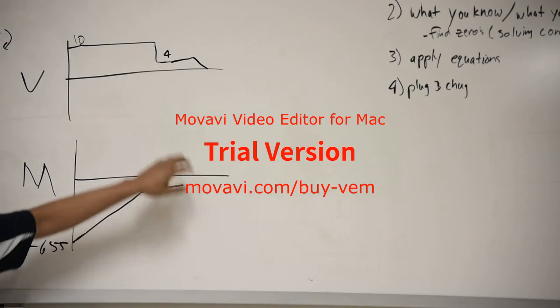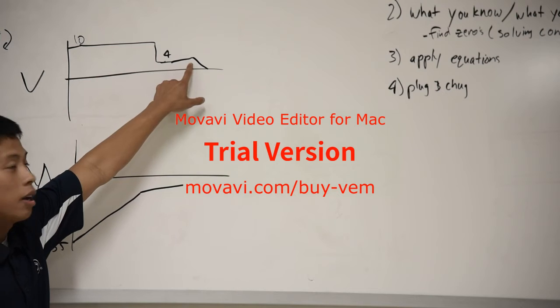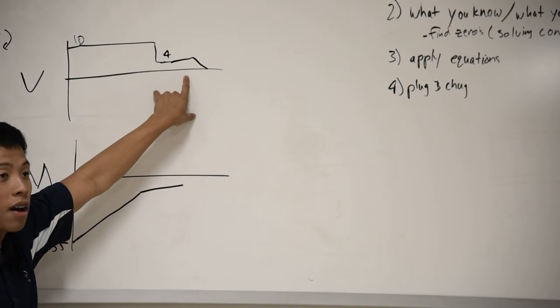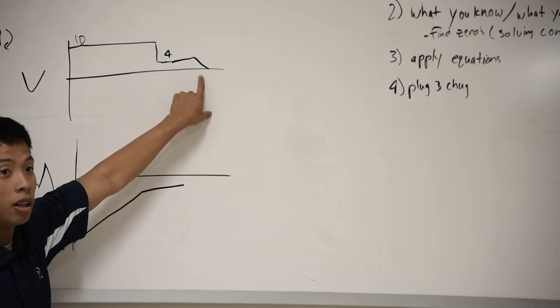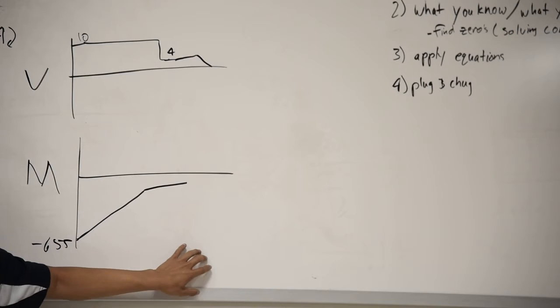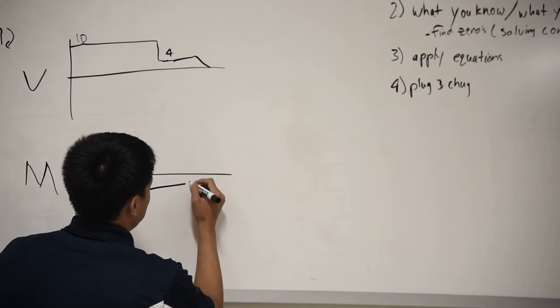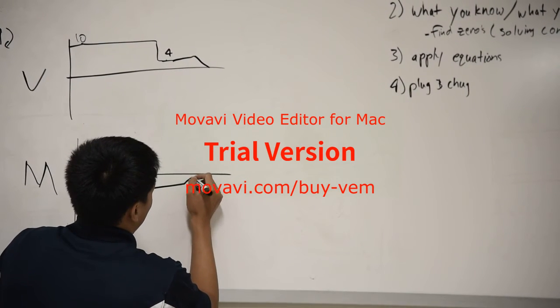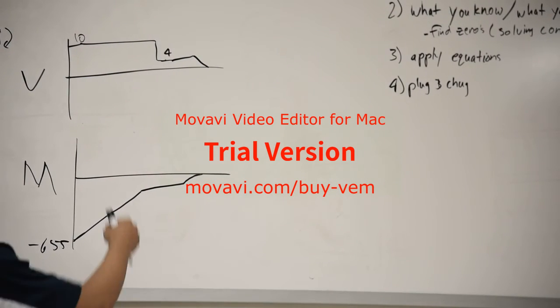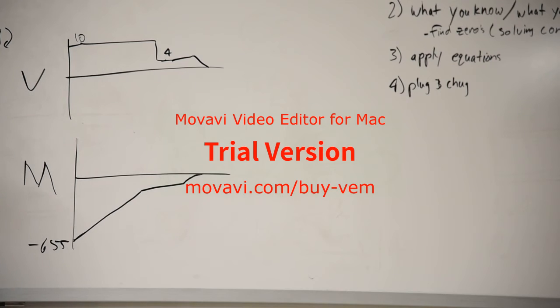Okay? And then here, it continuously gets flatter, flatter, flatter, okay? If your V value is a diagonal line, your M value should be a parabola. So it should be something like kind of. Close enough. Okay? So what points would you need to put? There's 10 and 4. That would get you your points.